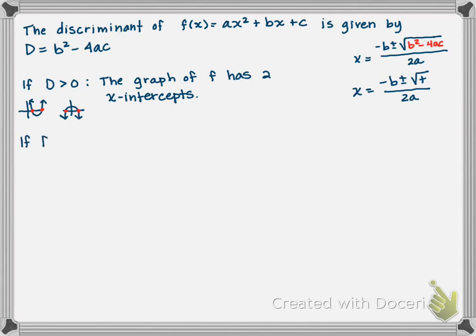If my discriminant is equal to 0, so if over here, instead of a positive, I have a 0 right here, how many different solutions will that give me? One. Yeah, just one, right? Because negative b plus 0 is negative b, and negative b minus 0 is also negative b. And so the plus and the minus give me the same solution. And so we're only going to get one solution, so the graph of f has one x-intercept.